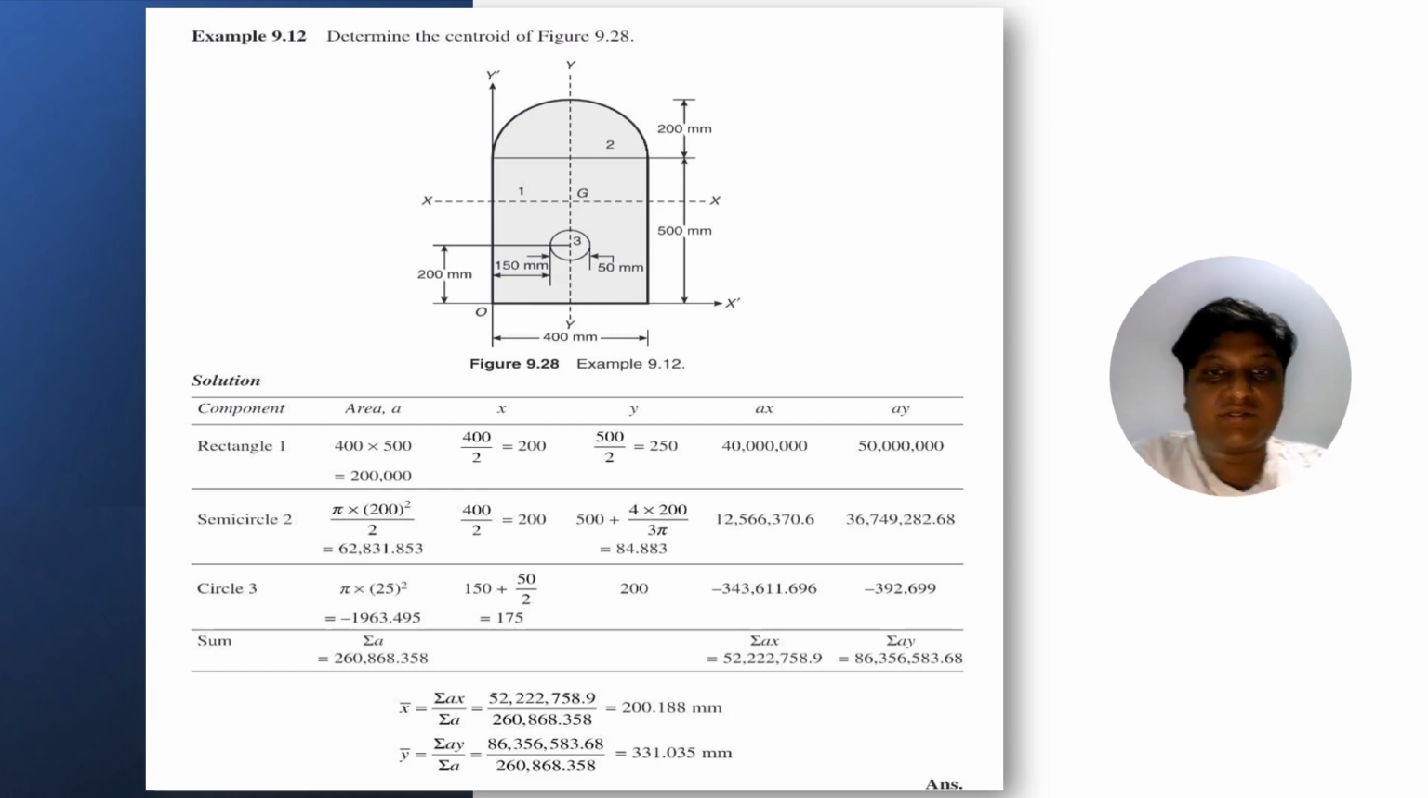The first thing which we do after we get a problem is we make 6 columns, each one containing values like component, area, x, y, ax, and ay. After making 6 columns, we go to the figure.